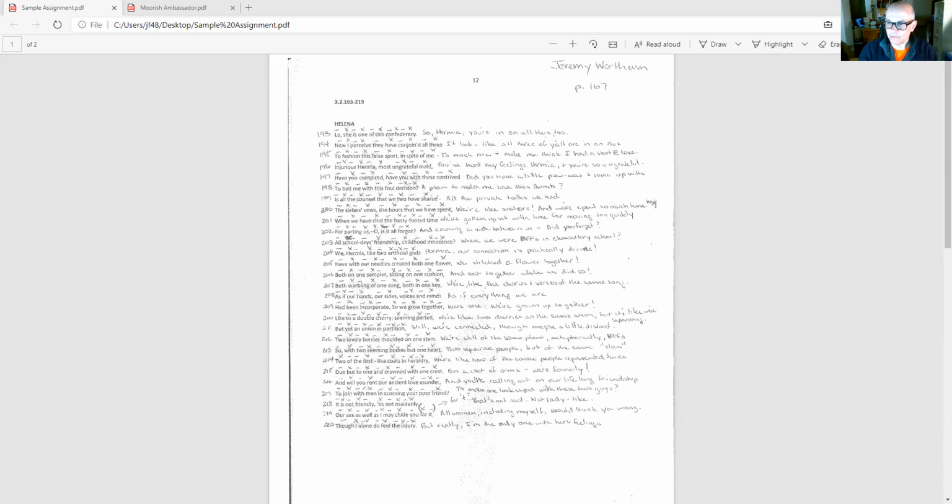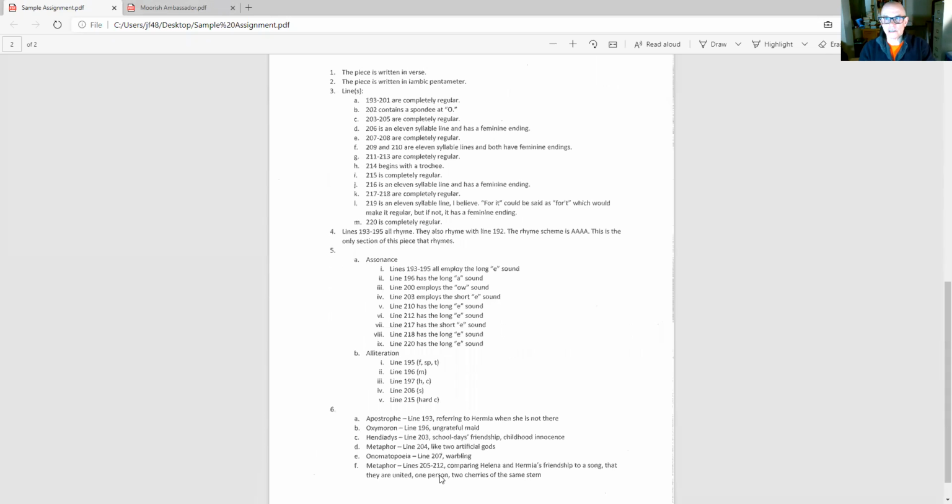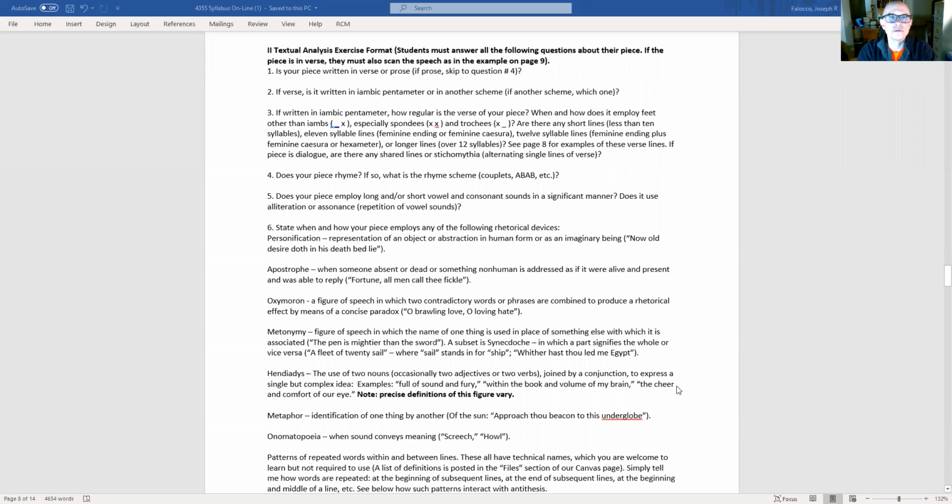What we're going to talk about today, therefore, is the second page of this assignment. This page, as I said last class, begins life as a blank page. And on that blank page, you're going to write the answers to the text analysis questions that appear on page 8 of our syllabus. So let's go to our syllabus and review these questions together. As it says here, students must answer all the following questions about their piece. If the piece is in verse, they must also scan the speech as in the example on page 9.